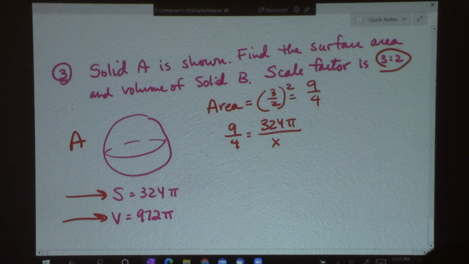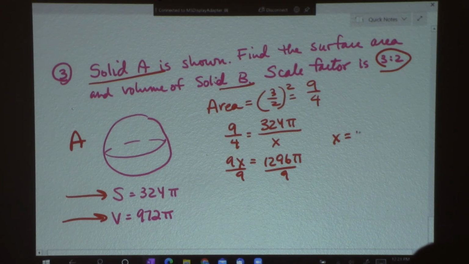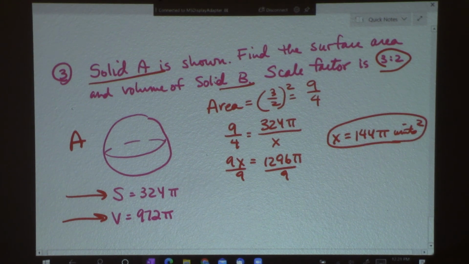So then I have 324 pi over x. So remember, it's A to B. So when they say A to B, it's 3:2. So you've got 3/2, and then the one I'm given is A, and that goes on top. So when I cross multiply, I get 1296 pi, divide by 9, and I end up with 144 pi, and that is units squared. So there's my surface area.